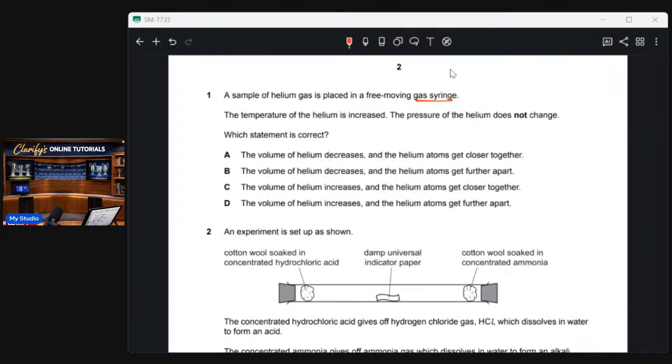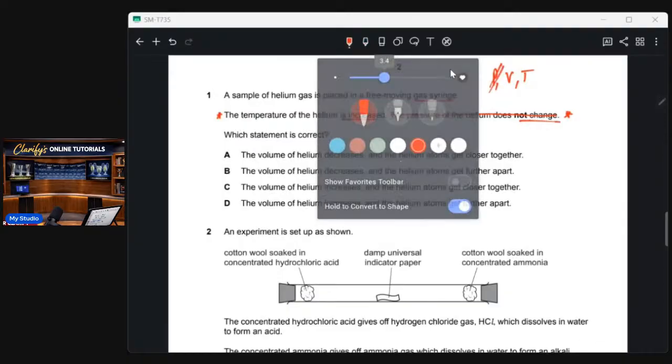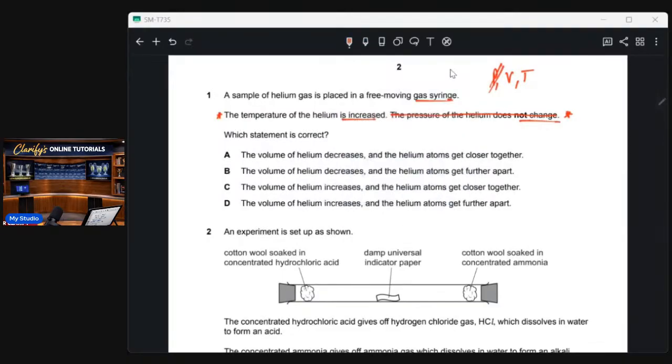So the temperature is increased. This is a key statement: the pressure does not change. Okay, so no problem. Which statement is correct? If pressure does not change, we are not looking at it. Remember, I said we study PVT, pressure, volume, temperature. If pressure is constant, that means we are not analyzing it. We are looking at the relationship between volume and temperature.